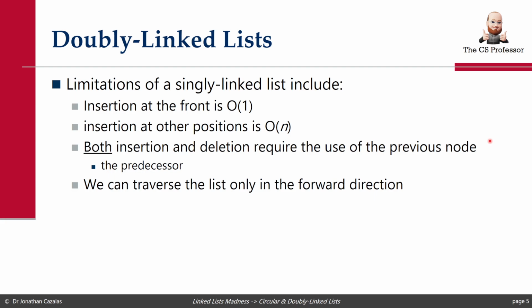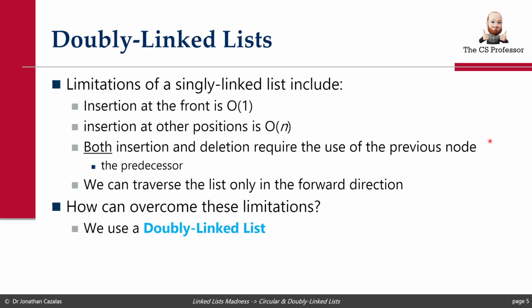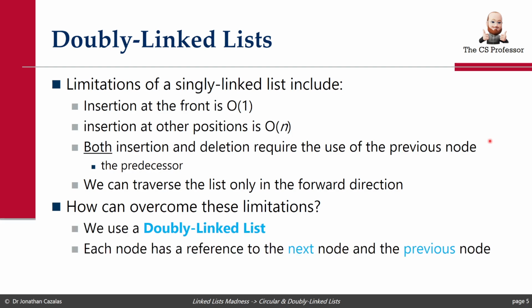And we can also only traverse in one direction. These are not advantages. These are the disadvantages, the limitations. How can we overcome those limitations? Using a doubly linked list.